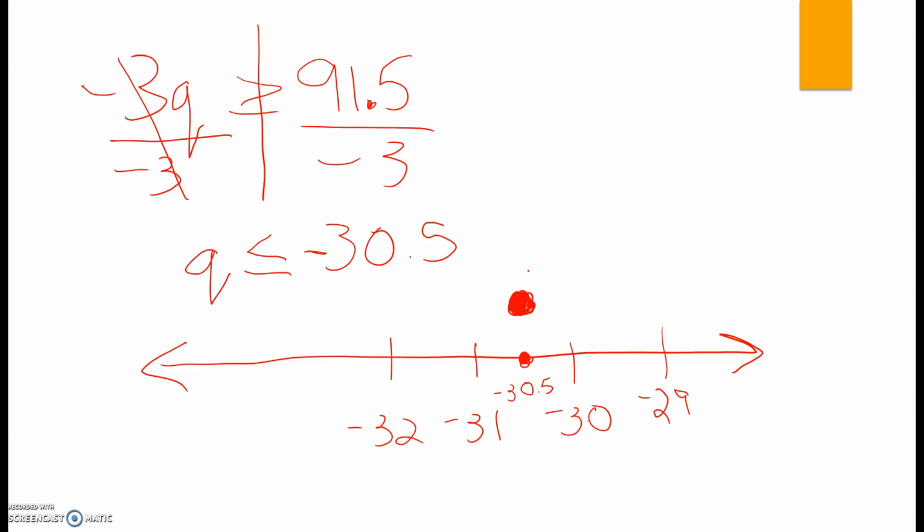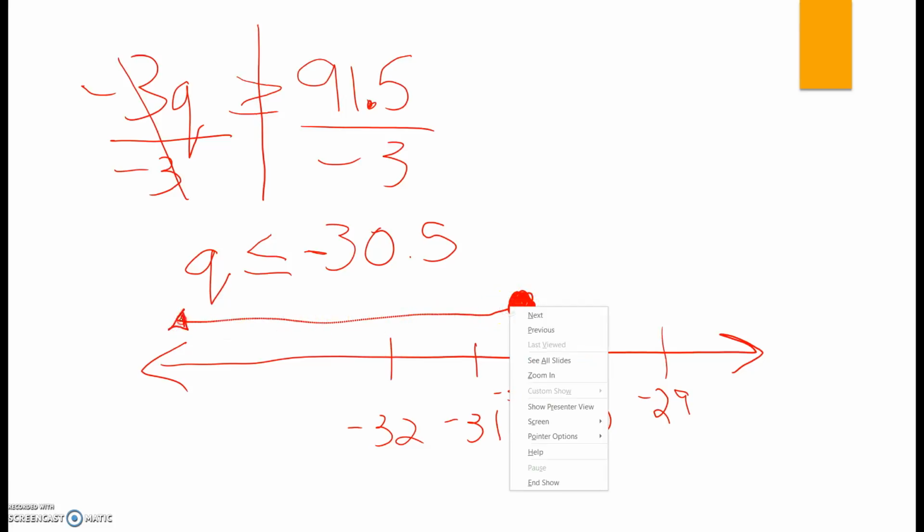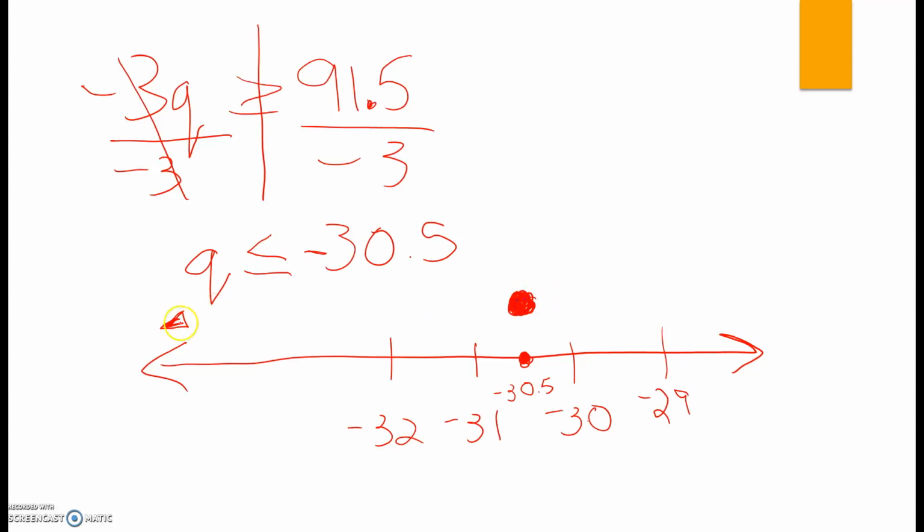And again, this one worked out that it was less than or equal to, so q is less than or equal to negative 30.5, so anything less than or equal to negative 30.5 is going to be our answer. So it's going to be all the stuff here. Oh, where did my arrow go? There we go.